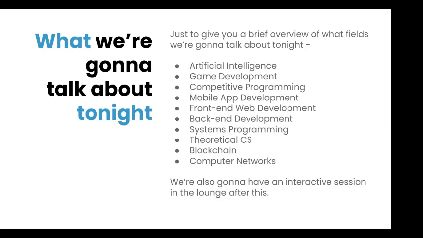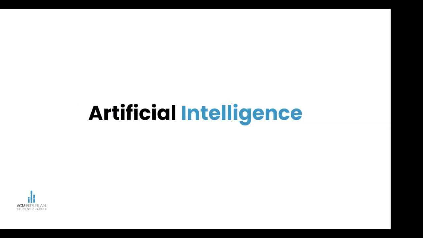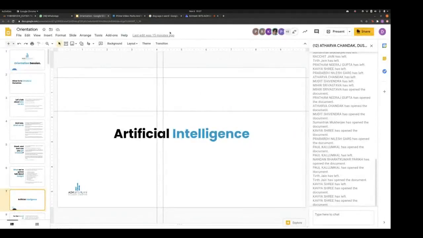Now, we're also going to have an interactive session in the lounge after this, after the whole talk. So right now, we're just going to give you a brief overview of what these fields are, what you can do if you learn them, and what the scope is. But if you want more details about how you can start, if you want to talk to us personally, you can approach us in the lounge. We're going to be there. So with this, the introduction ends, and we can now dive into our first field, which will be artificial intelligence. I'm going to pass the mic or stage or screen to Sumantra. Thank you.